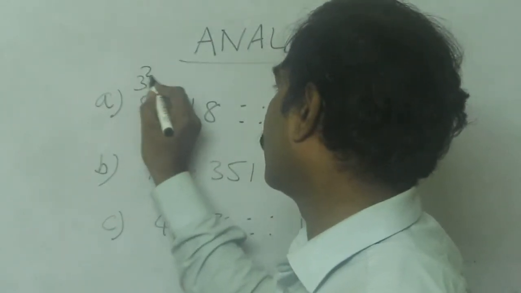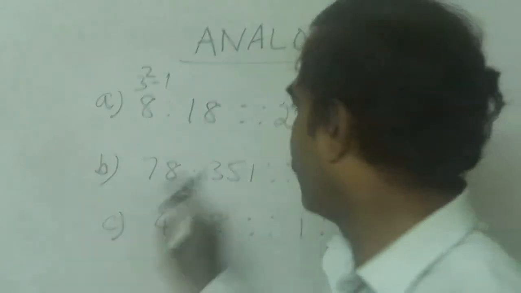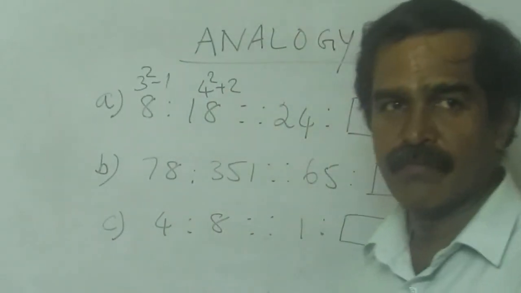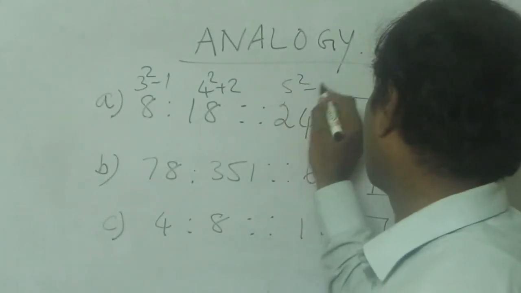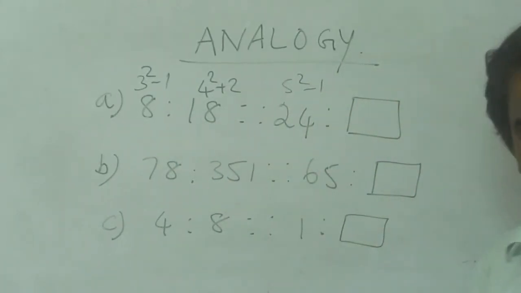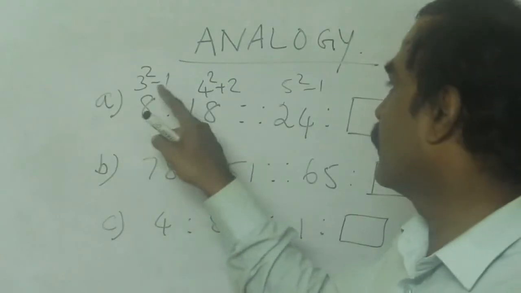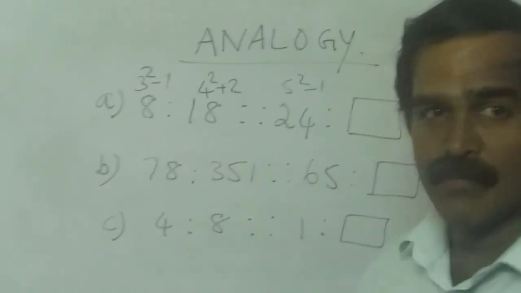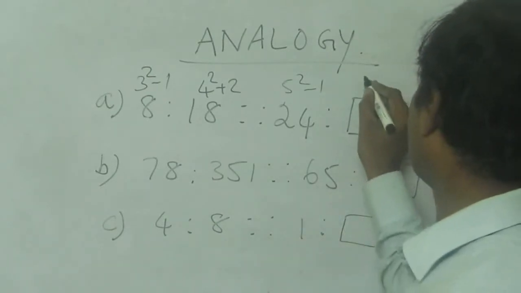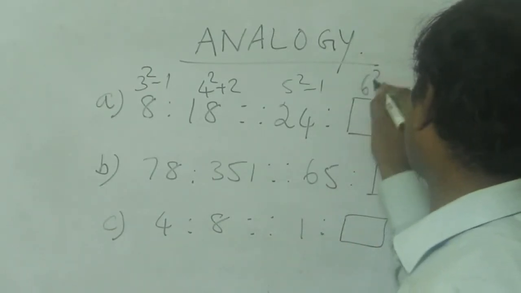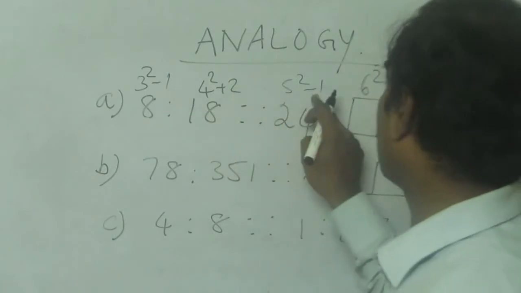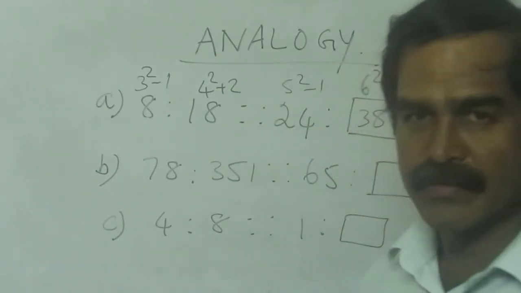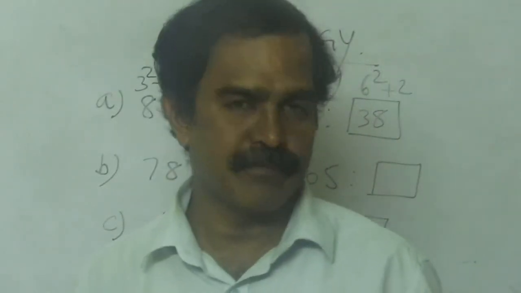Think this is 3 square minus 1, and this is 4 square plus 2, and this is 5 square minus 1. Can you observe a continuity here? Yes, there is some continuity. 3 square minus 1, 4 square plus 2, 5 square minus 1. So obviously the next number should be 6 square plus 2, so 36 plus 2, 38. Are you clear with this question? Can you try the second one? Okay.